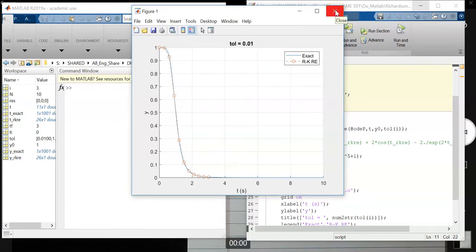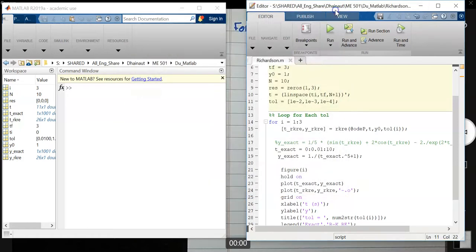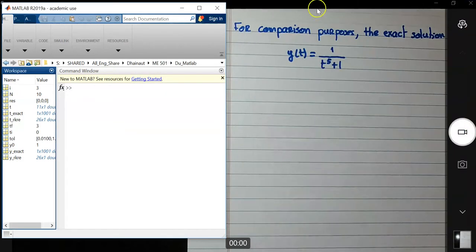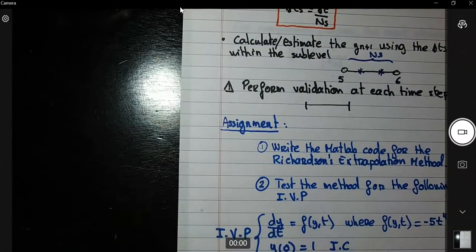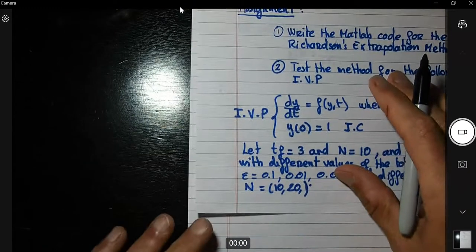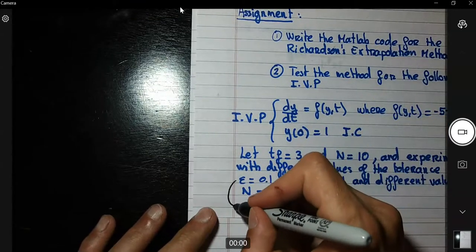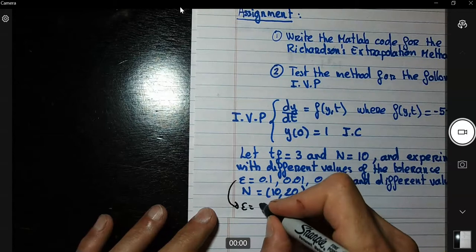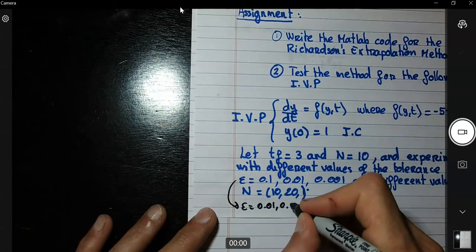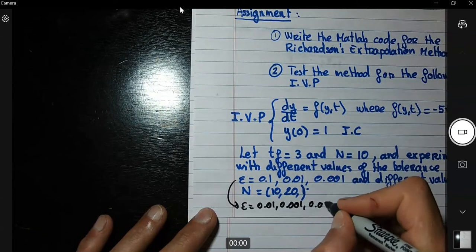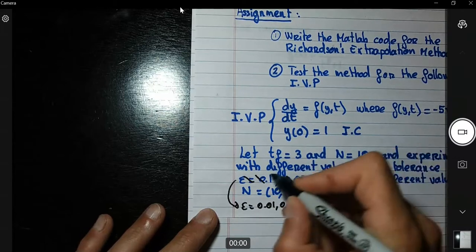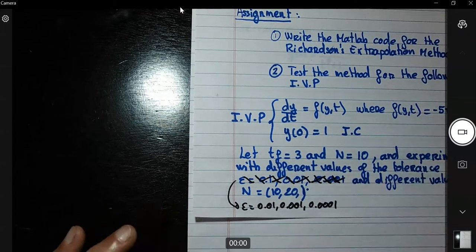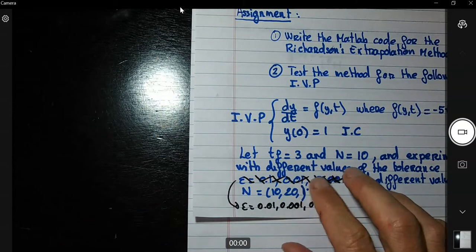So, maybe let's go back to this problem over here. Since I gave you some of the answer, maybe just change these tolerances at the bottom to make it more significant. Change into 0.01, 0.001, and 0.0001, instead of these values. Otherwise, you're going to get the same curve twice.